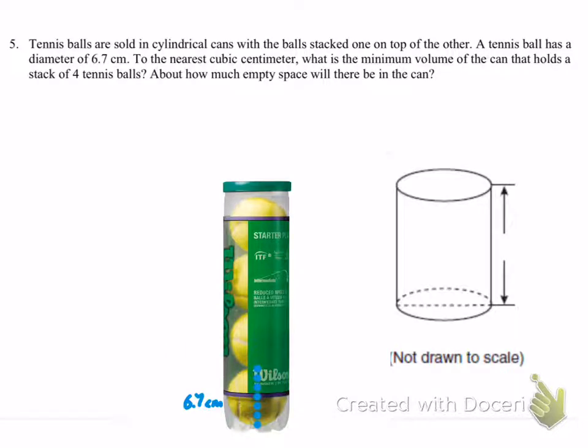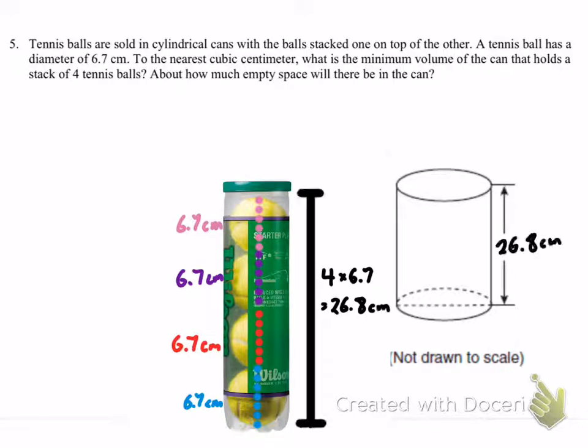Then if I know all of the diameters are 6.7 centimeters, then I can just add up these 4 diameters. So 6.7 times 4 is equal to 26.8 centimeters. So that's the height of the can, of the cylinder. Then the radius is just going to be half the diameter. So that's 3.35. That's the radius right here. So the radius of the can is going to be 3.35, and then the height is 26.8.